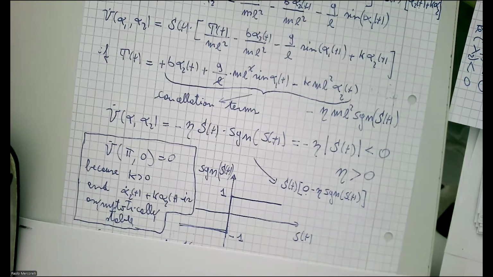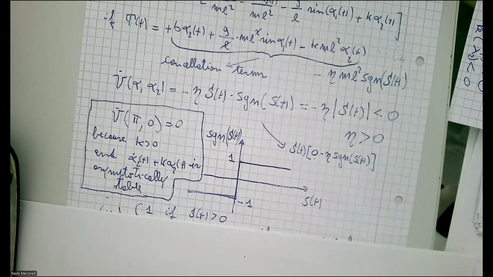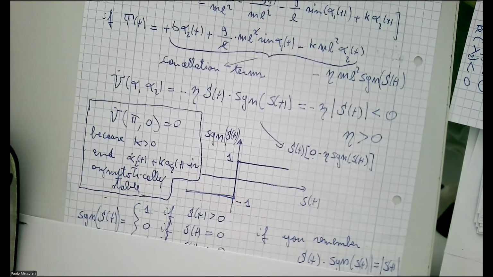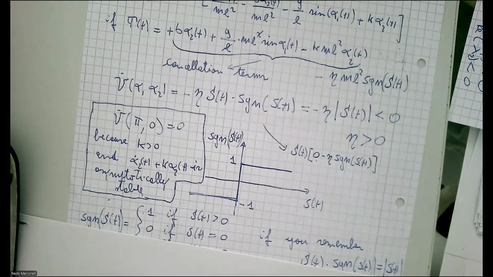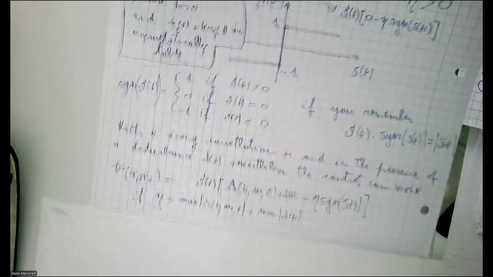About SGN, I don't have to tell you more because we know already. Here, I already clarified why K must be positive. Otherwise, I'll never achieve pi 0. The dynamics of alpha 2 must be asymptotically stable. This means K larger than 0. Here, the explanation of SGN you don't need.